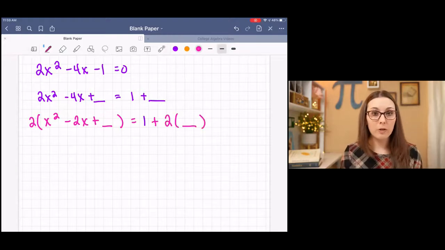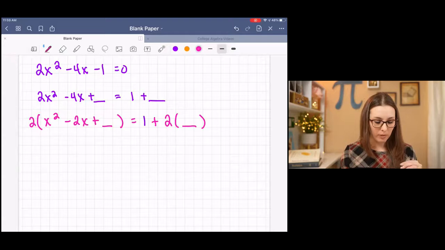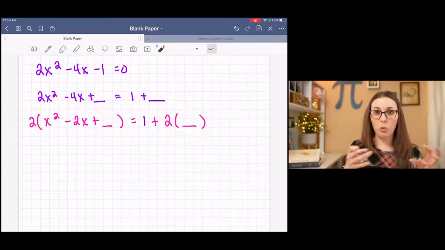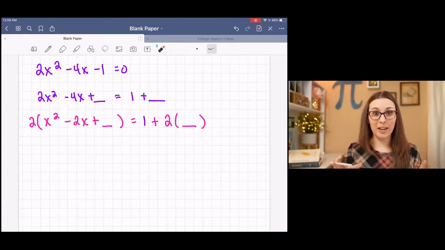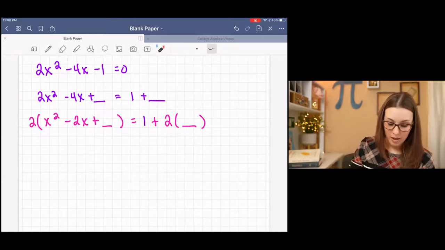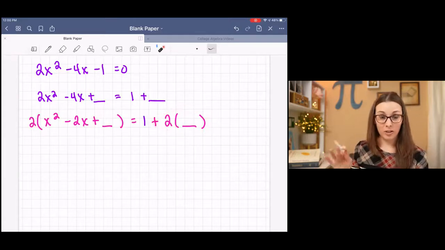So when you have a coefficient on this trinomial for completing the square, and you take out that coefficient, your C value has that with it. So you cannot forget it. If you forget it, your answer is going to be wrong. So make sure that if you factor out your coefficient, you put it back in on the other side.